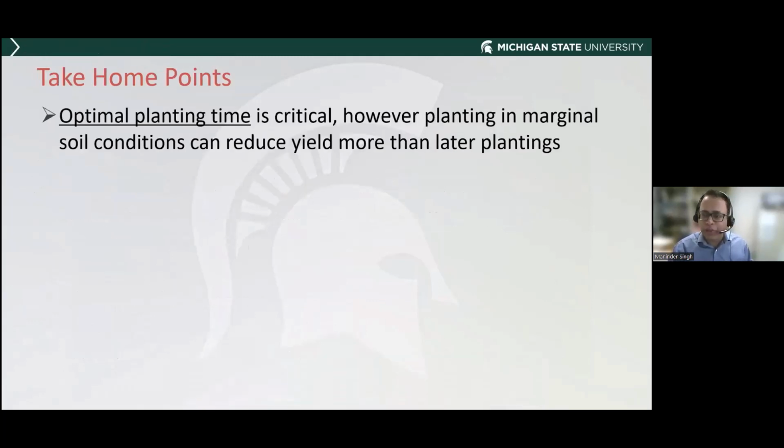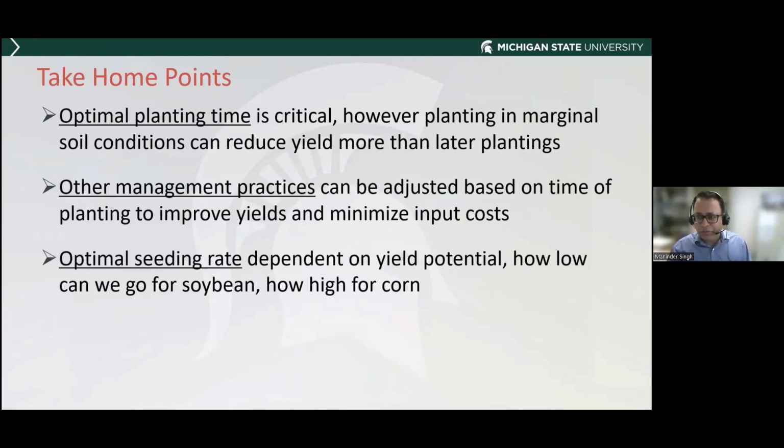So to wrap it up again, optimal planting in Michigan is critical, but we want to make sure that we are not planting in marginal soil conditions because that can result in loss in yield potential this year and impacts over time as well. And then we need to be thinking about other management on top of planting time, right? And seeding rate is a good example of that I showed you over here.